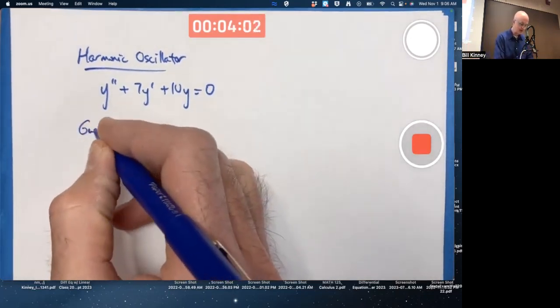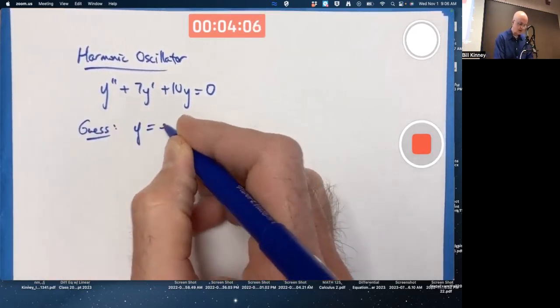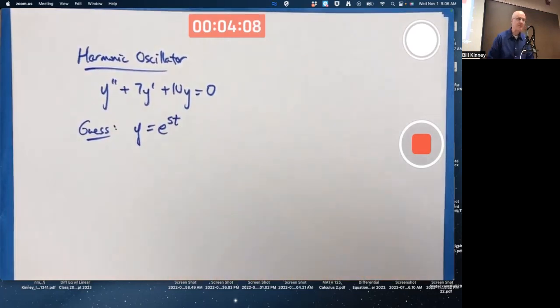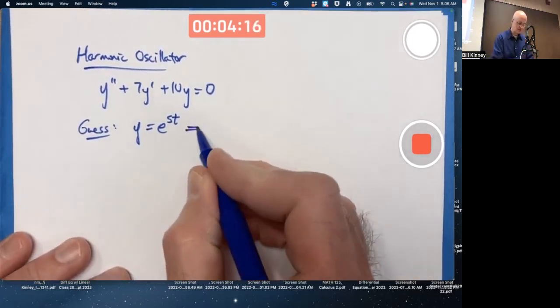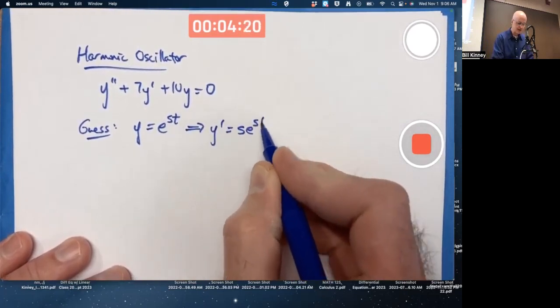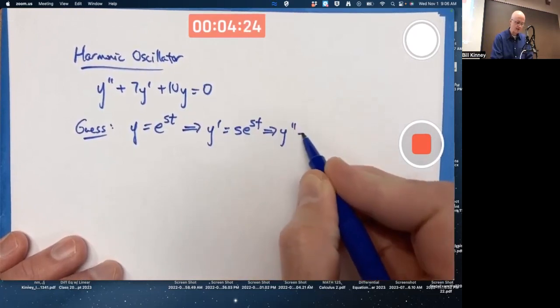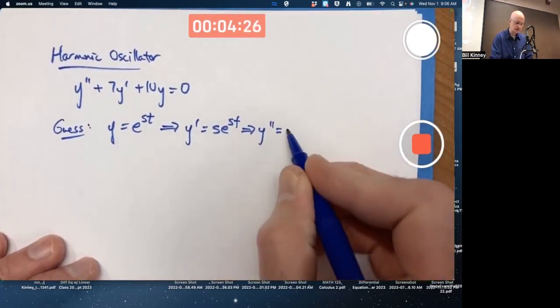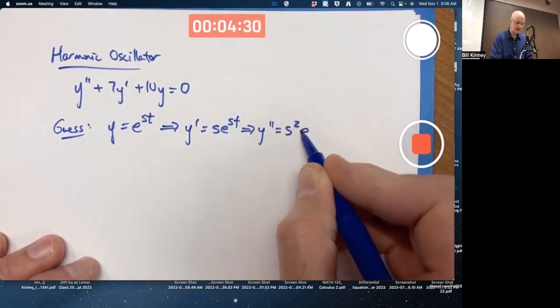You guess a solution y equals e to the st, where s is some unknown constant that you have to solve for. We've done this kind of thing before, in chapter 2. Find y prime, treating s as a constant. It's s e to the st. Find y double prime, once again using the chain rule to get another factor of s, giving you s squared e to the st.